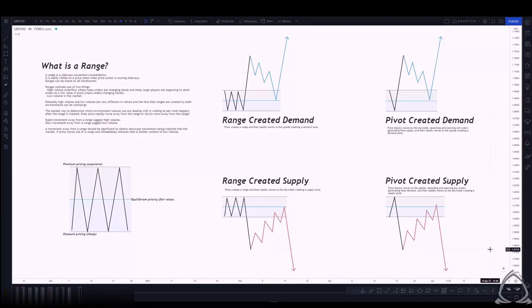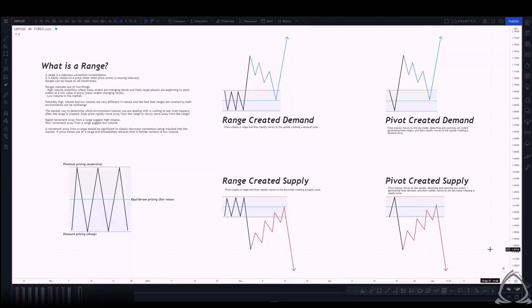One being high volume order flow where many orders are changing hands and likely large players are beginning to stack orders at a fair value in price, which basically means that demand and supply are changing hands quite rapidly, but eventually you do see a large move to the upside or the downside depending on which side of the market is being traded. But again, it comes back to that concept of supply and demand.